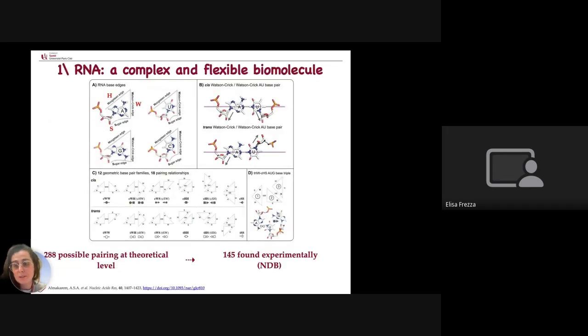And even more, when we start to look at the possibility of forming some interactions inside the RNA, we know that for DNA, we are used to Watson-Crick base pairs.